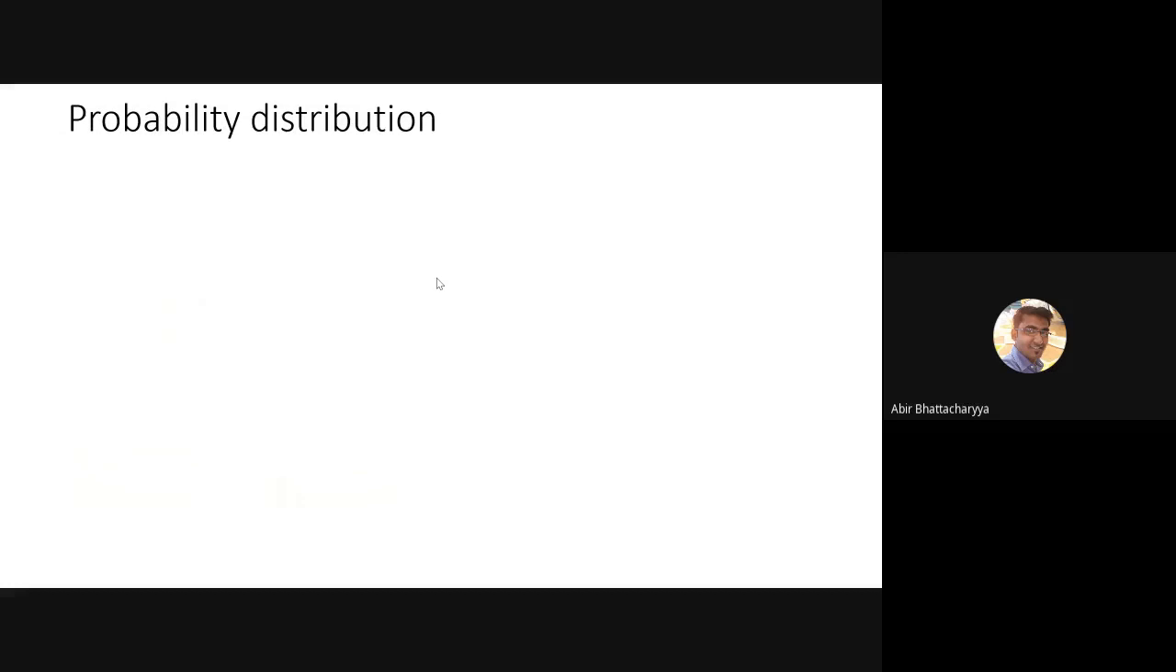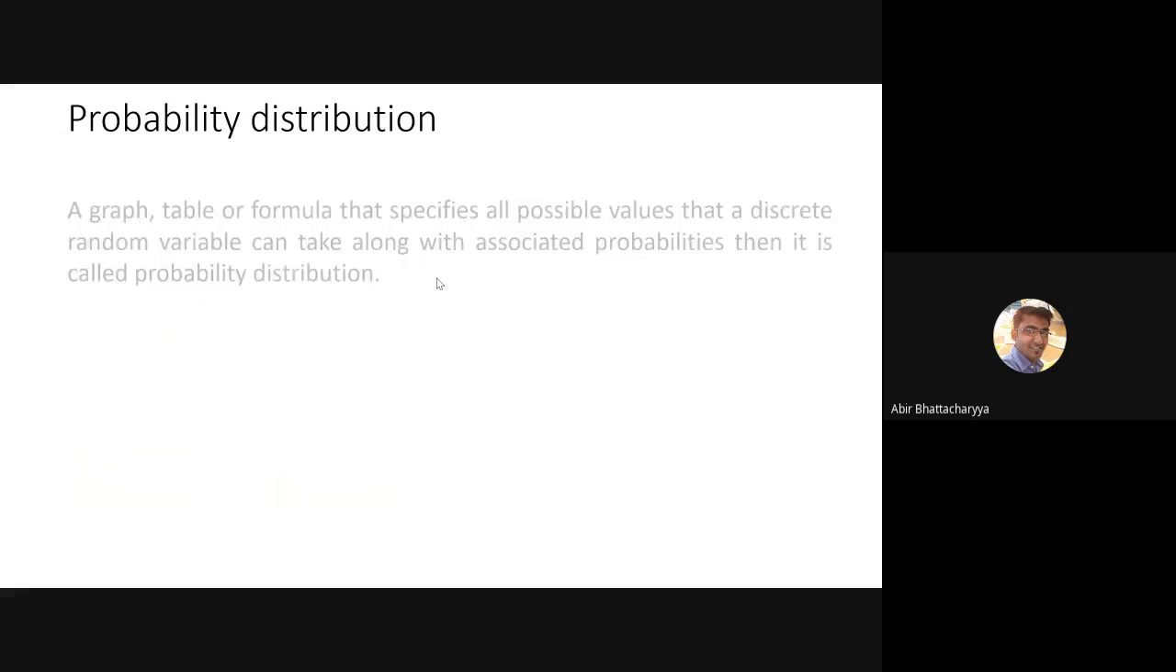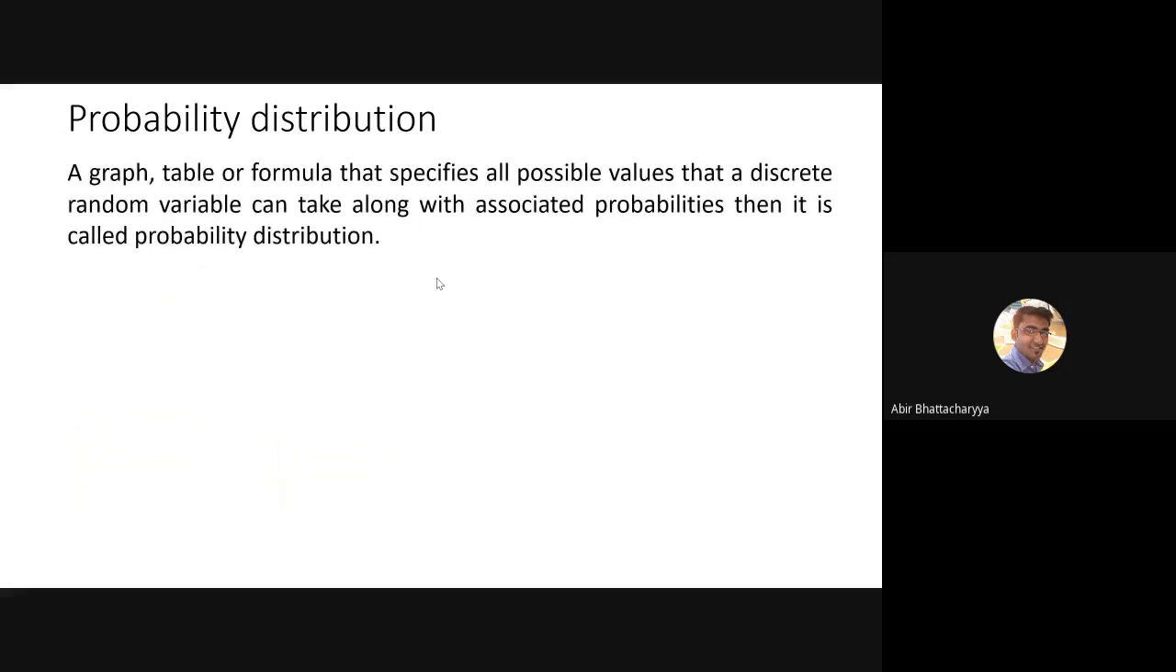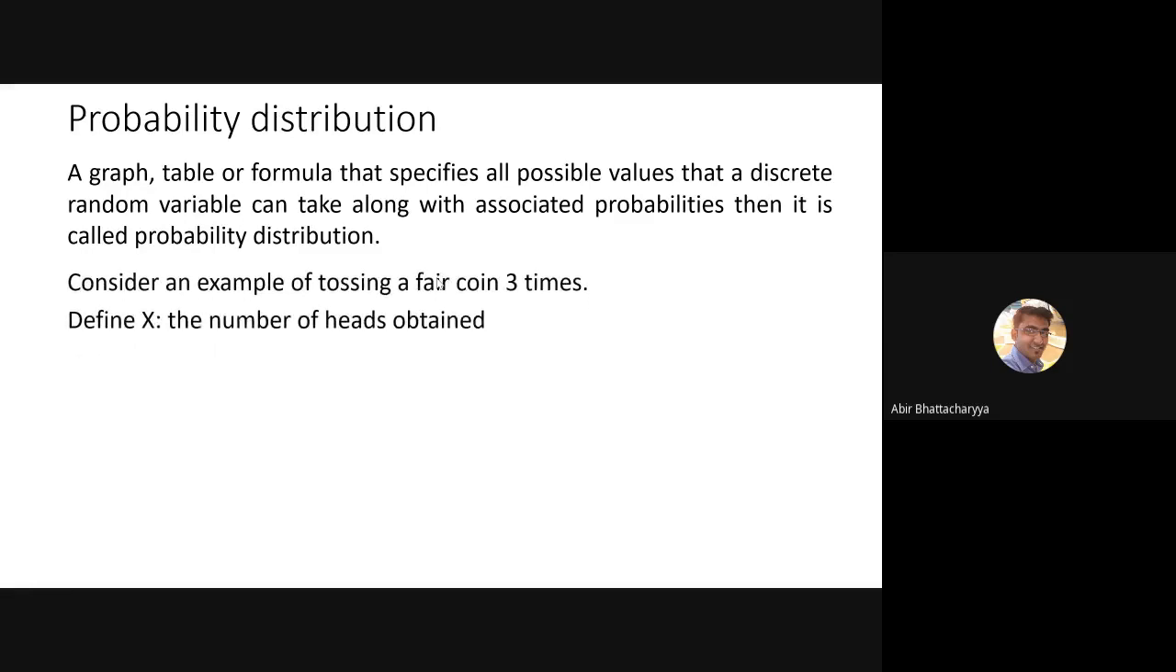Now, the next thing is the probability distribution. A probability distribution is a graph, table or formula that specifies all possible values that a discrete random variable can take, along with the associated probabilities. Then it is called a probability distribution. Likewise, this is an example of tossing a fair coin 3 times.